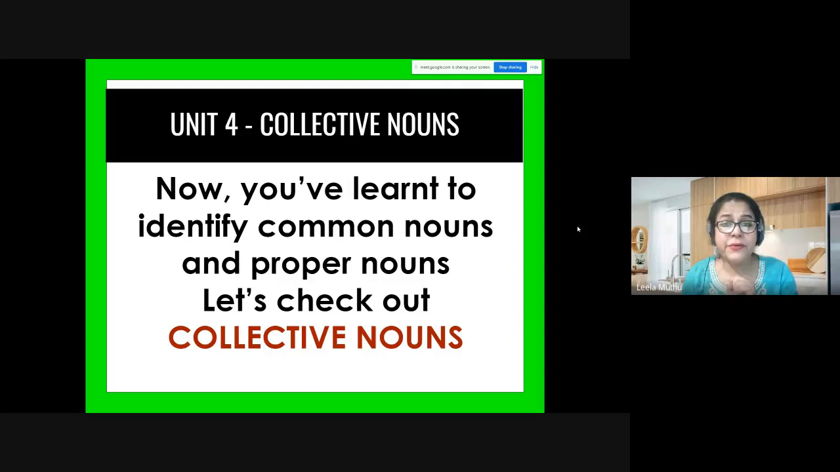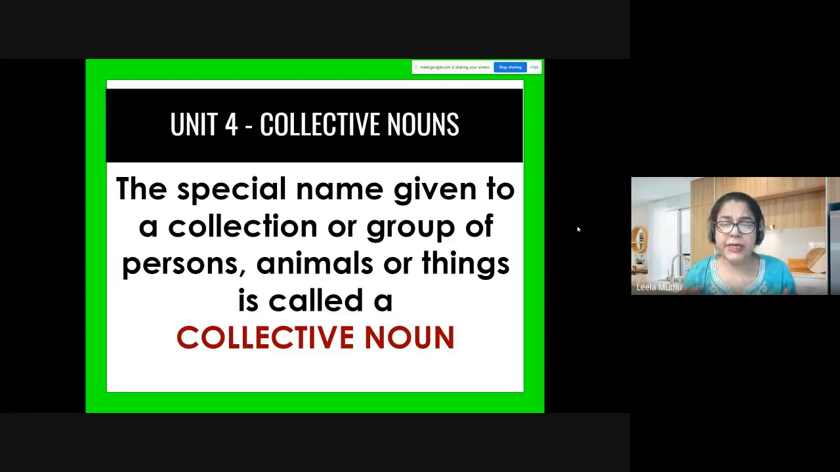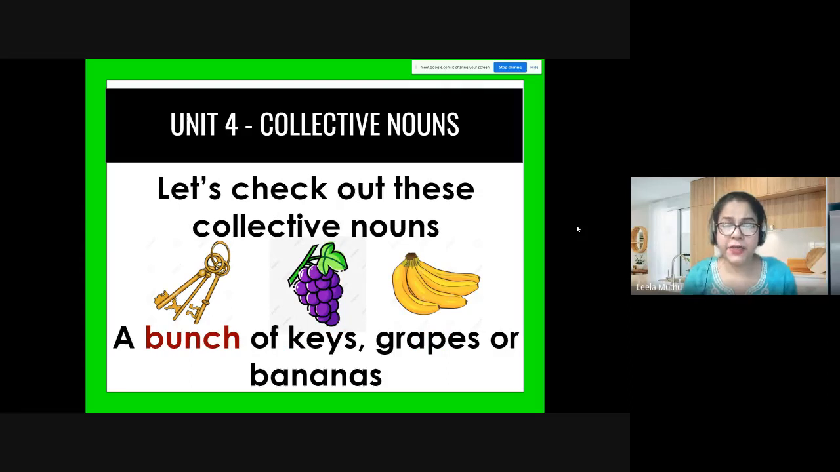And like I tell you, you have a certain number of nouns and words, especially in this lesson, in your grammar workbook. But I always like to give you a zillion more. So always study from your grammar workbook as well as your slides for your exams because I give from both. All right. So the special name given to a collection or group of persons, animals, or things is called a collective noun. So let's check out these collective nouns, okay?